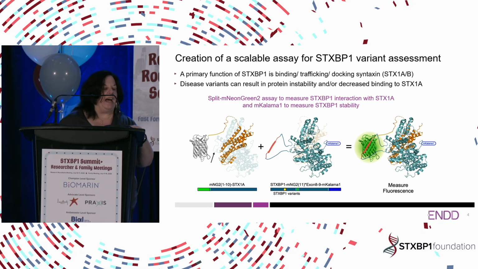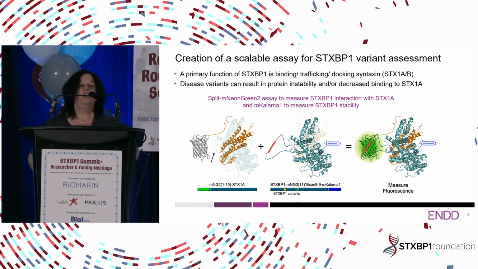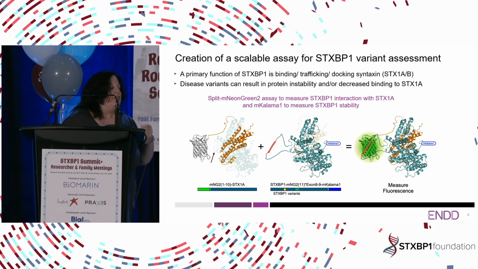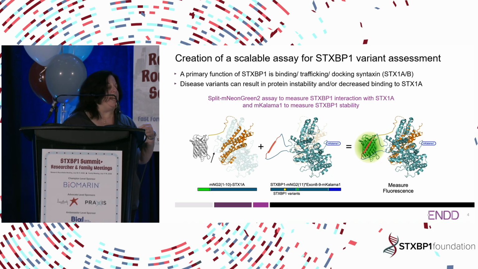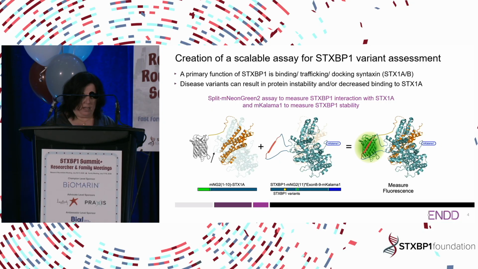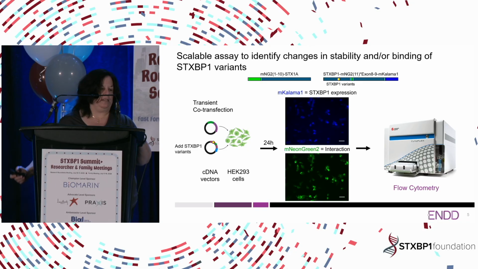In addition, I've added to the C-terminus of STXBP1 mCalamari-1, and that fluoresces blue. So we have a blue fluorescence, which will identify the expression of STXBP1, and we have a green fluorescence that will measure the interaction of STXBP1 with syntaxin. Concurrently, then, we can look at both the stability of STXBP1 and the binding of STXBP1 with syntaxin.